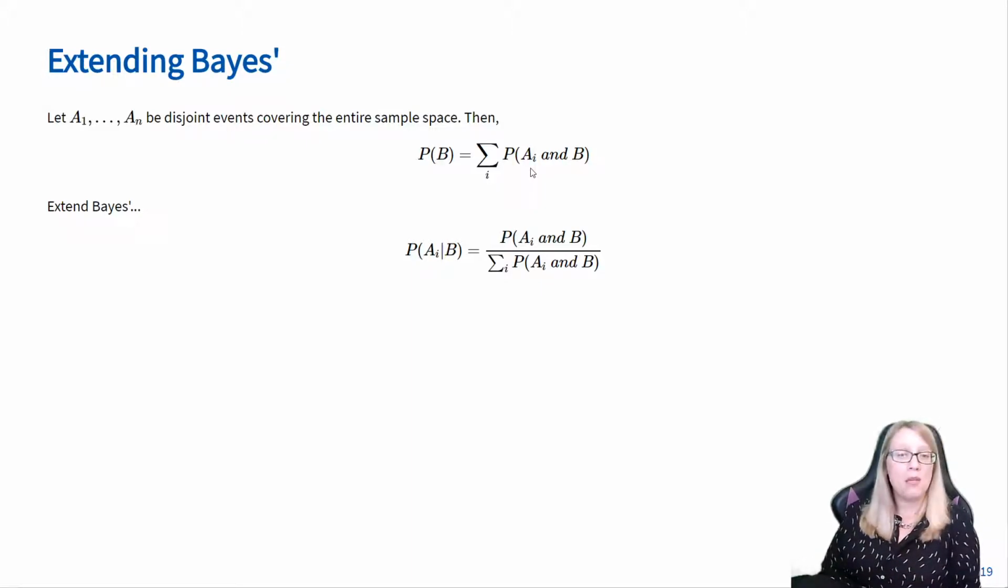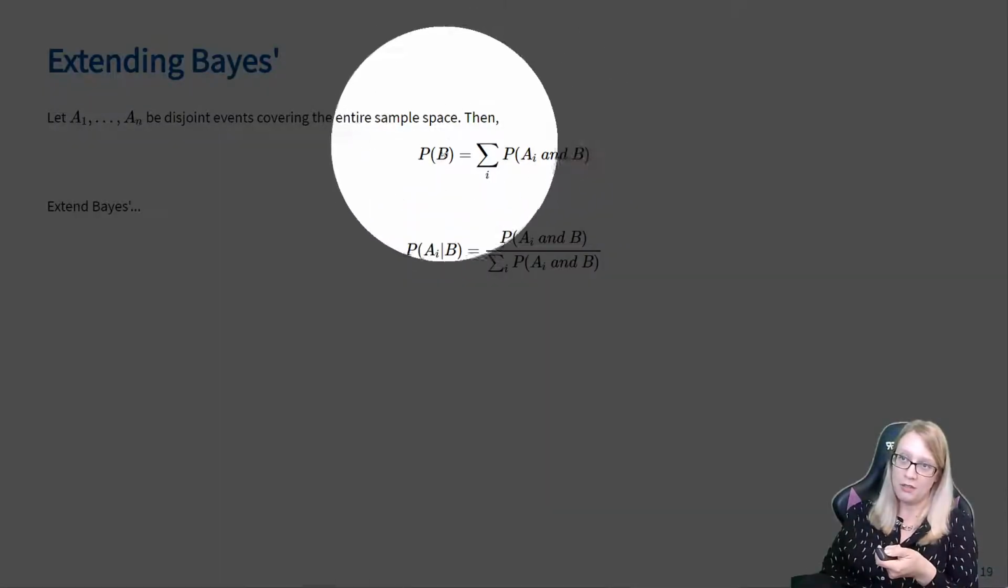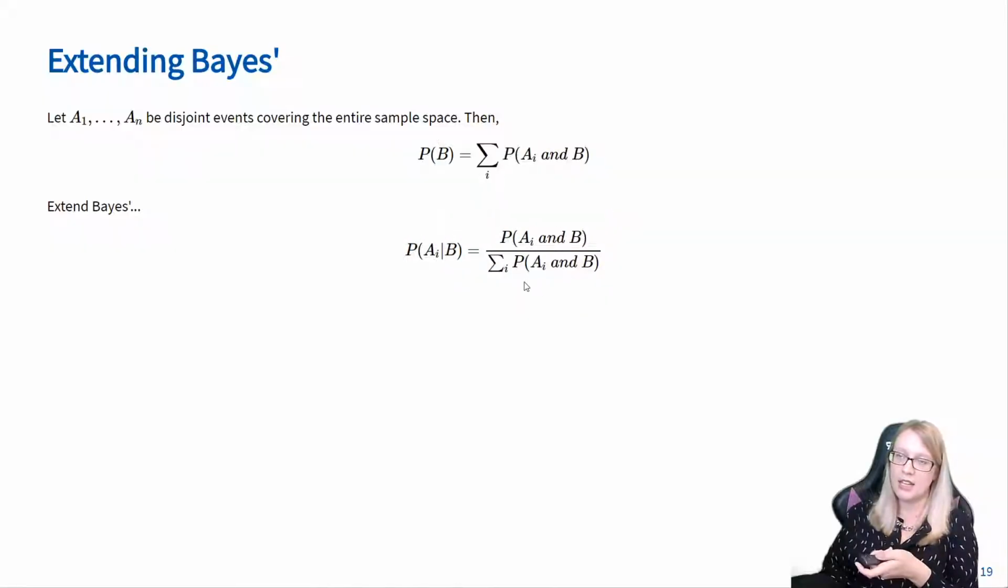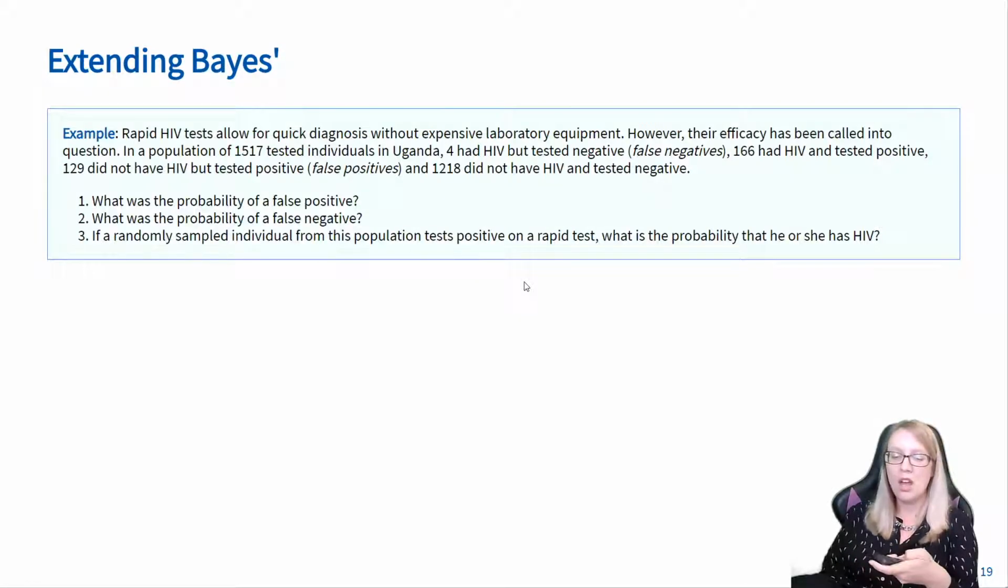So we can write the probability of, say, event B as the sum of the probability of those disjoint Ai's and the B. We can then extend Bayes' rule, so just taking this new definition of the probability of B, sticking it in the denominator, and then we can use this in a pretty clever way, and we'll show you with this example.